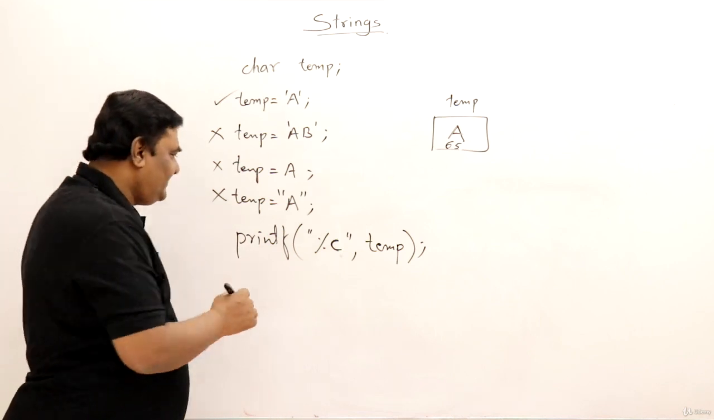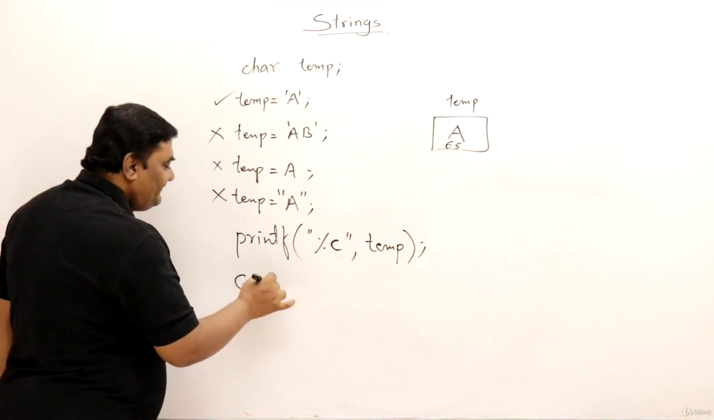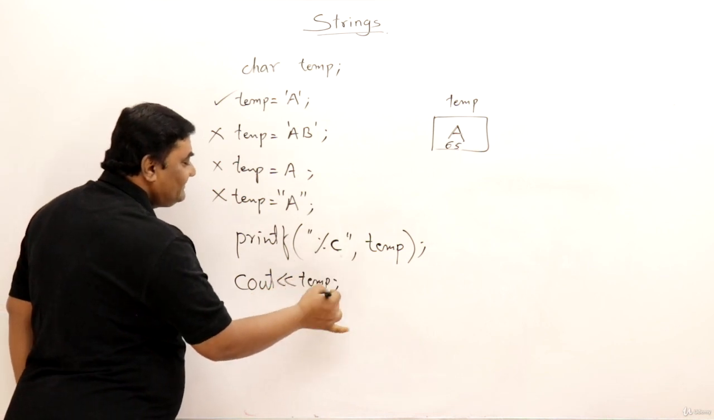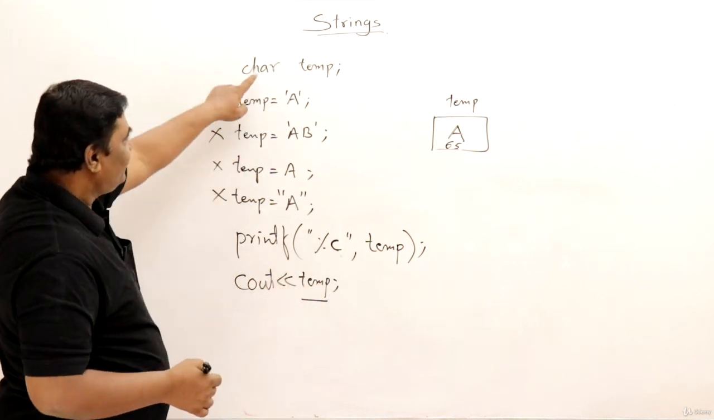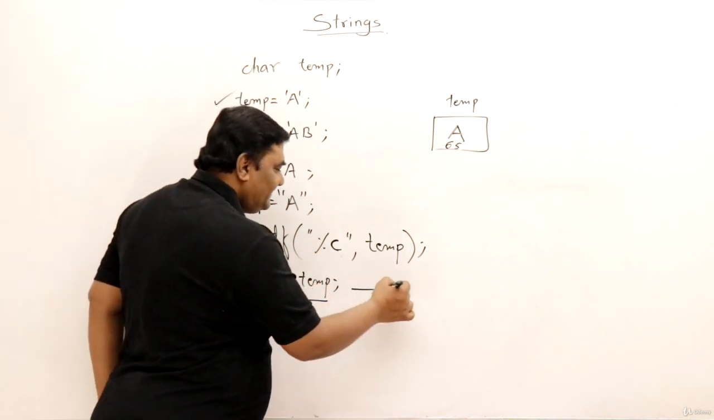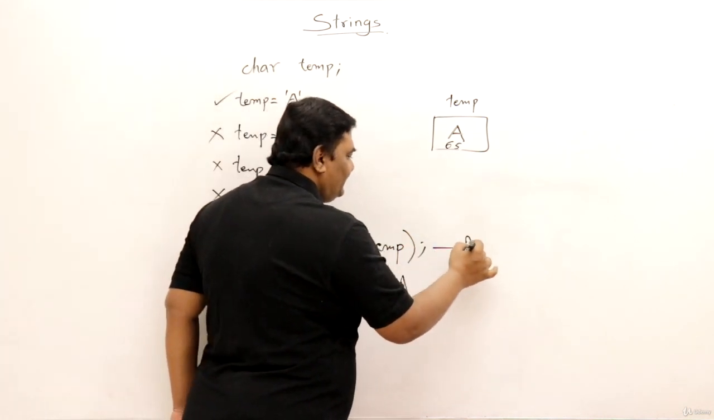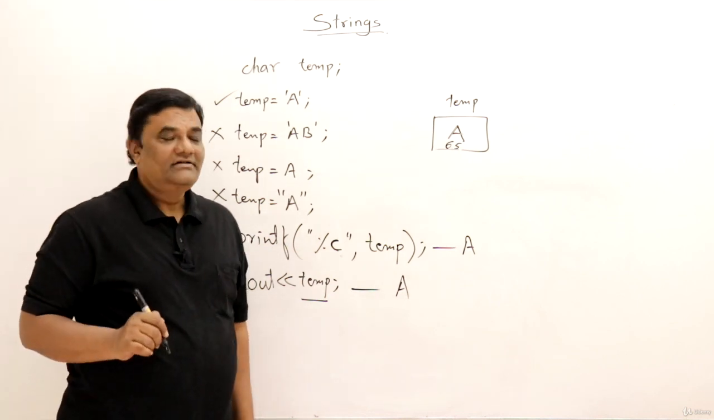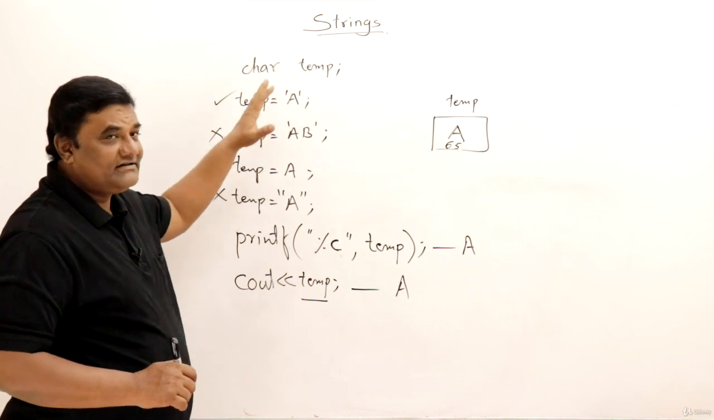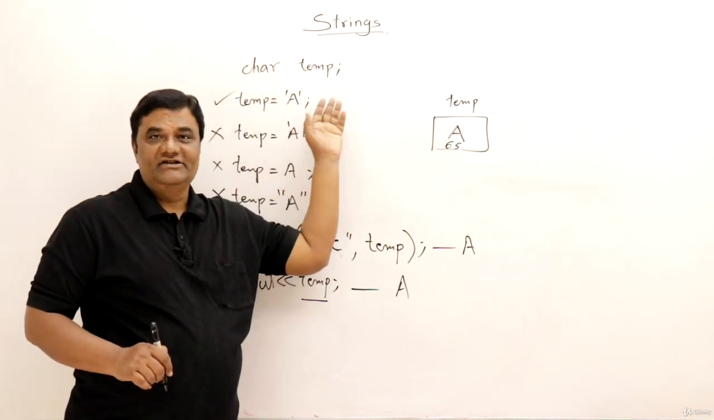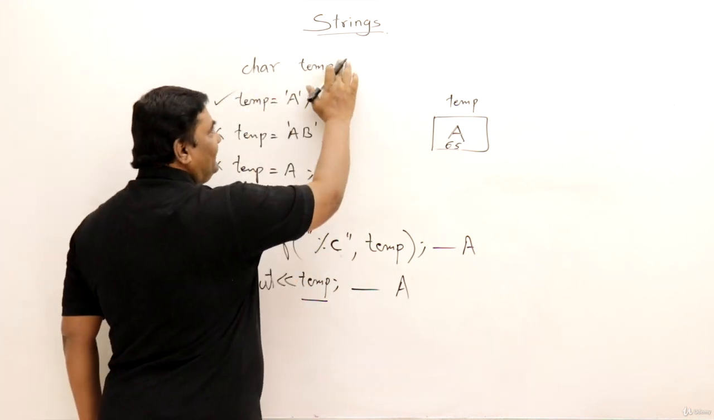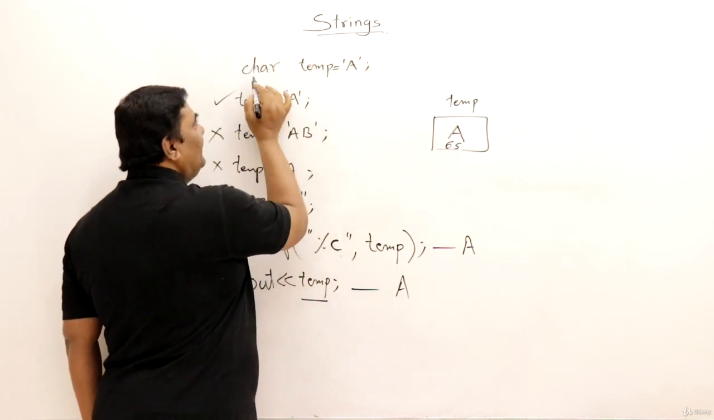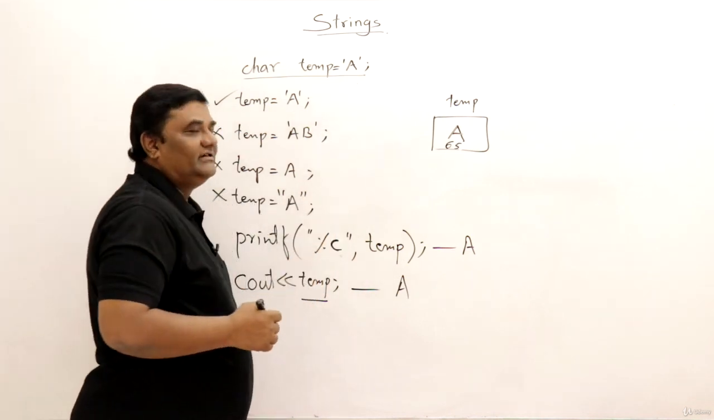In the same way, in C++, if we write cout temp, then cout knows that this is a character type variable. It is declared as character, so that is the reason it will display A. Both of these will display A. So this is the method of displaying a character. This is about the declaration and initialization of a character, and I can even initialize it directly at declaration instead of initializing it later.